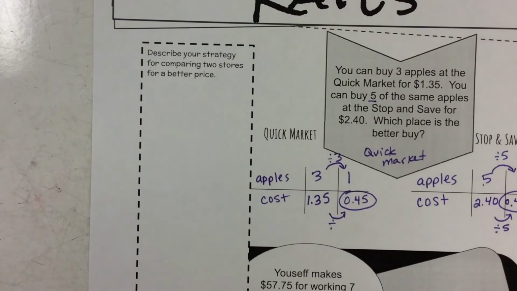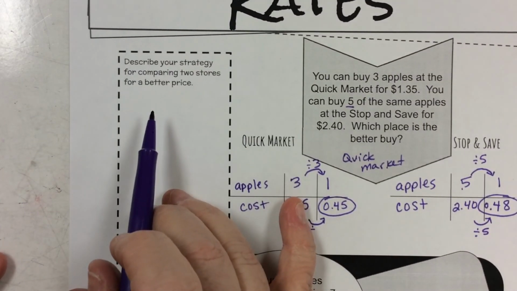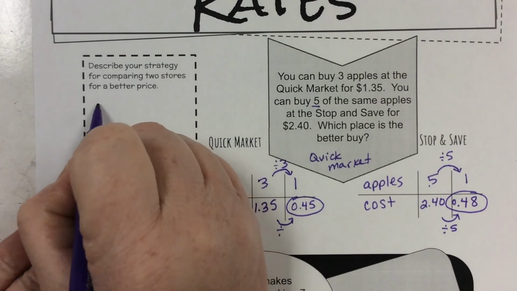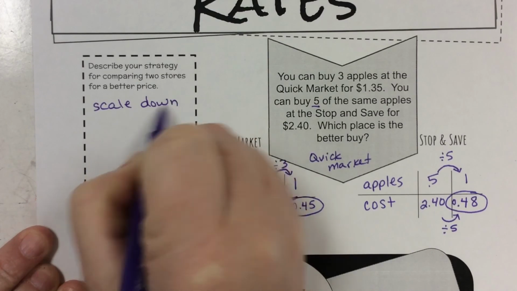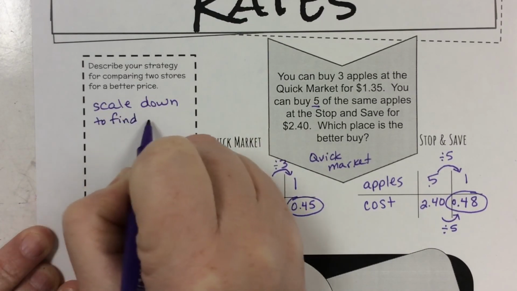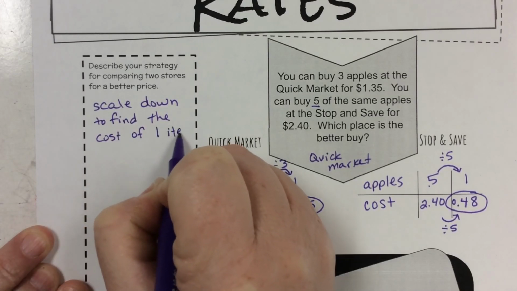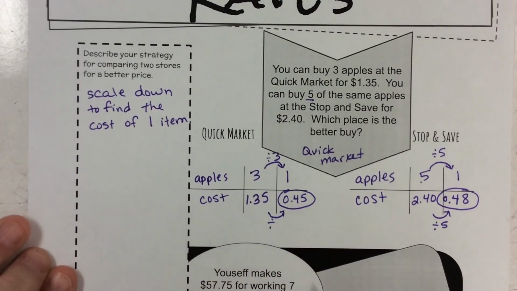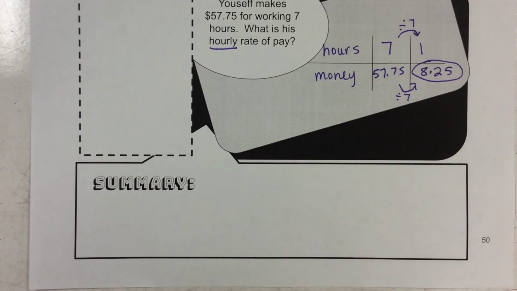Okay? Over here, describe your strategy for comparing 2 stores for a better price. Well, my strategy is to scale down to find the cost of 1 item. Okay, scale them both down to find the cost of 1 item. So your summary here for rates. Rates are just like any other ratio table or proportion that you solve. We just are usually always scaling down to 1 instead of scaling up to make bigger predictions, okay?